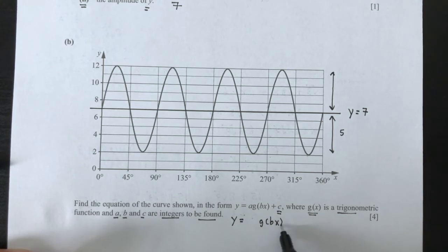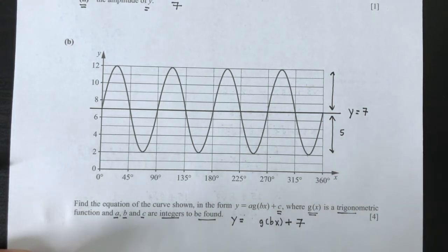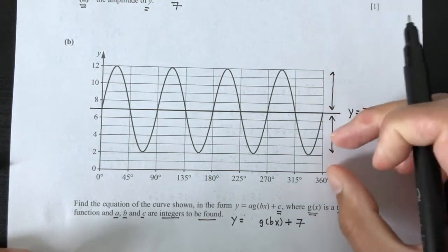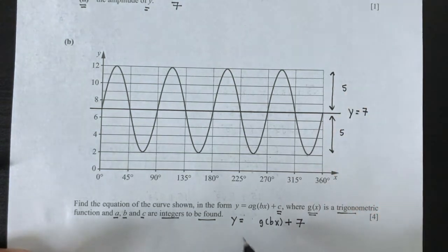GB of x plus 7. Now we have to find the value of a. A is your amplitude. Amplitude is the height on both sides. As you can see, it is 5 and 5, so the amplitude will be 5. That is 5.